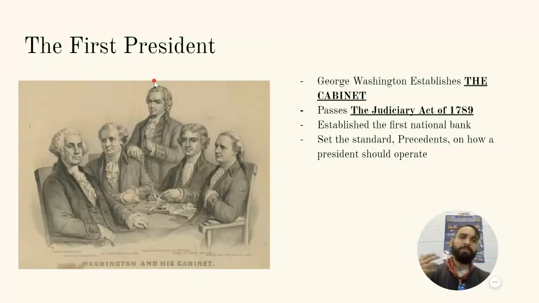So the first president, you need to know, he establishes the cabinet. We talked about the cabinet. The president doesn't know everything. He needs experts to advise him on things he might not know anything about.